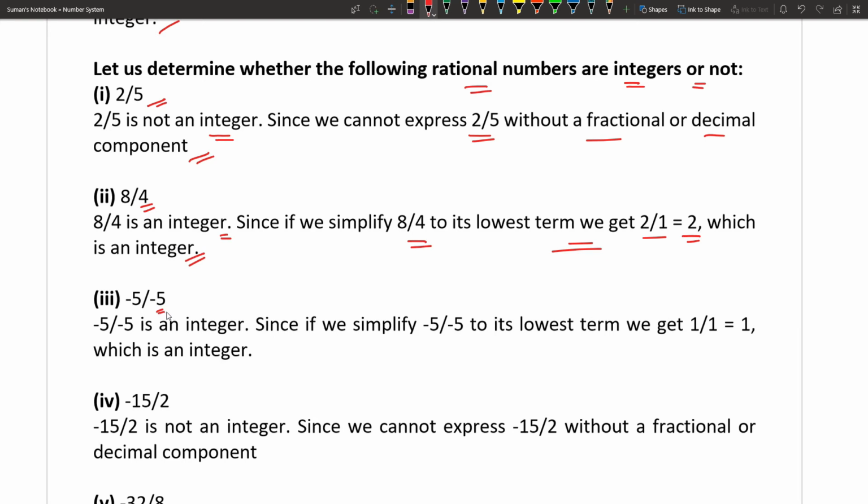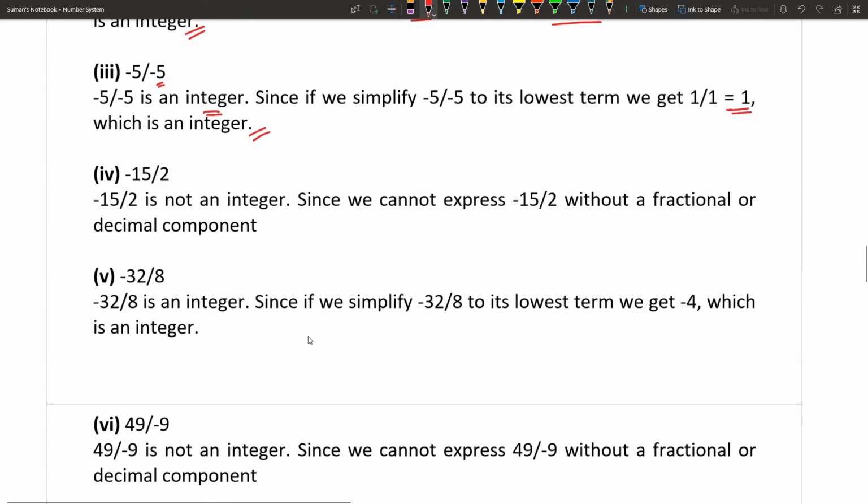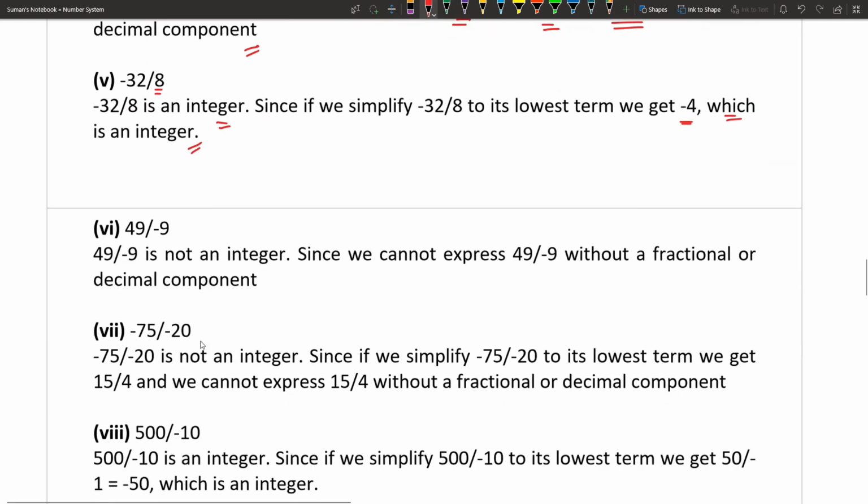Minus 5 upon minus 5, that is also an integer, because after simplification we are getting the value of minus 5 upon minus 5 as 1, which is an integer. So that rational number is also an integer. Next one, minus 15 upon 2, that is not an integer, since we cannot express minus 15 upon 2 without a fractional or decimal component. Minus 32 upon 8, that is an integer, because after simplification we are getting the lowest term as minus 4, which is an integer and a rational number.